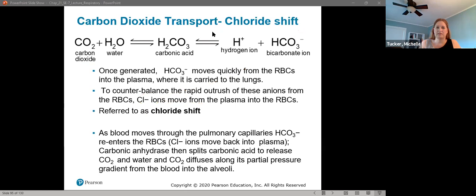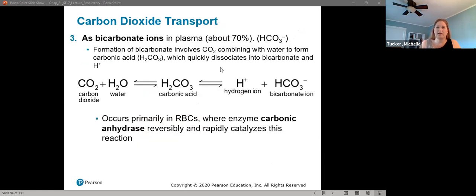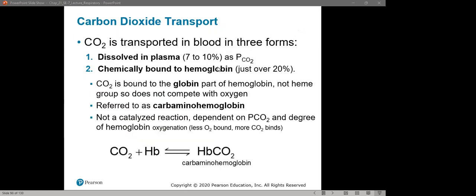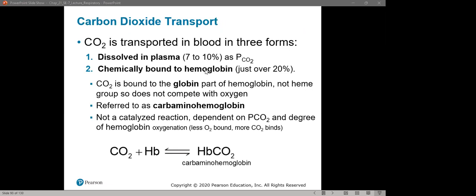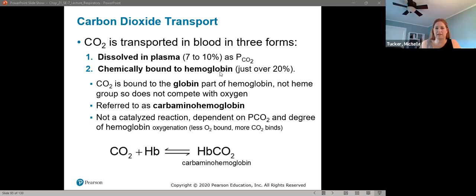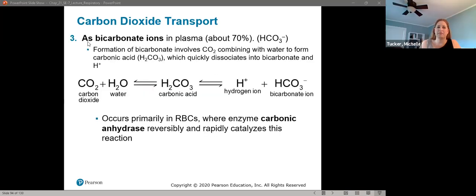So the take-home message of carbon dioxide transport is that you do get a significant amount that dissolves in plasma and stays as carbon dioxide in plasma. It can also be transported on hemoglobin. It's not competitive, but its primary mechanism is traveling as bicarbonate ions, which it's converted to using the enzyme carbonic anhydrase in red blood cells.